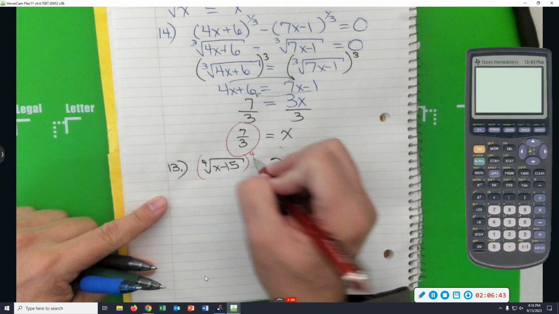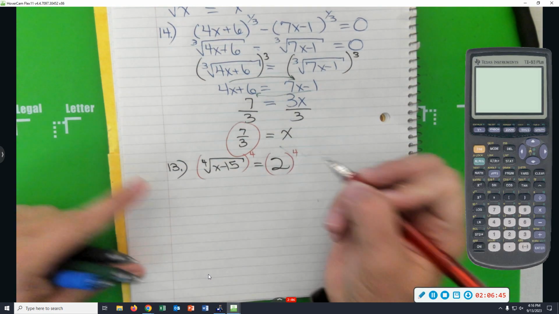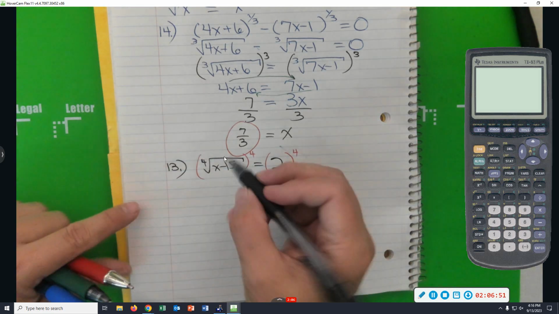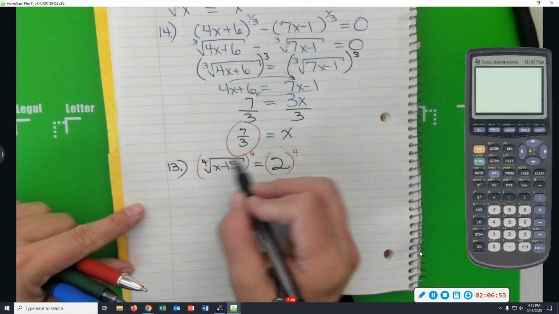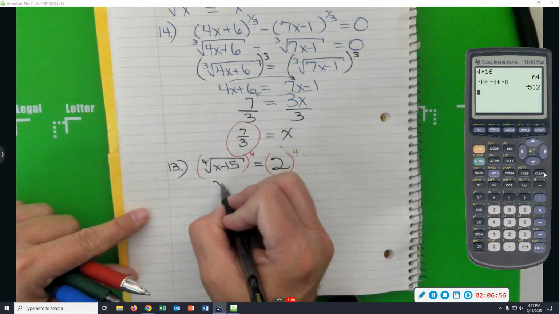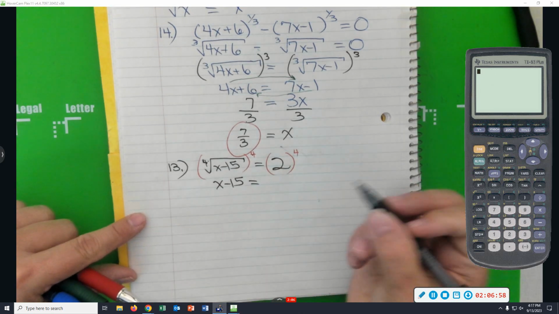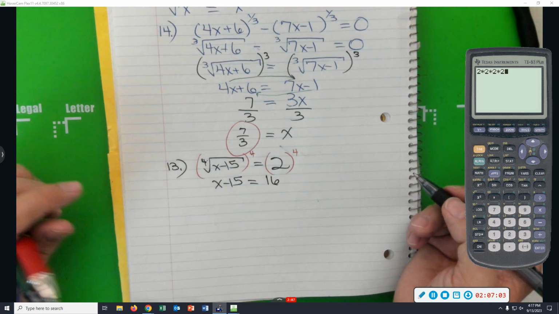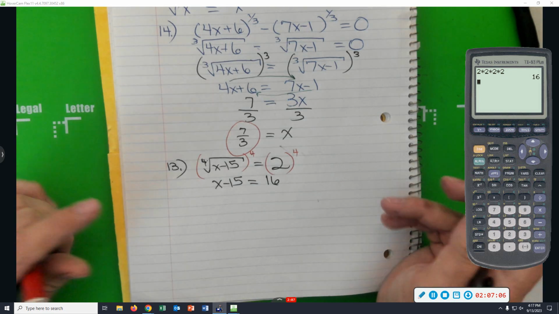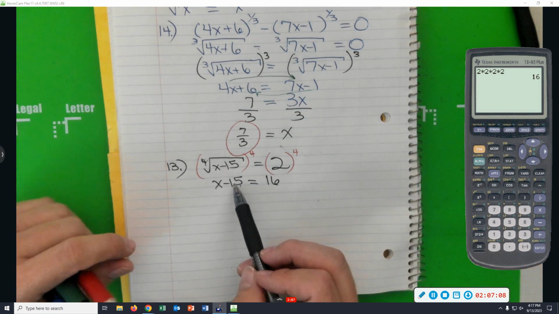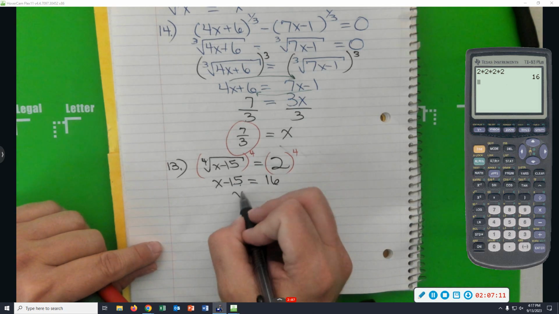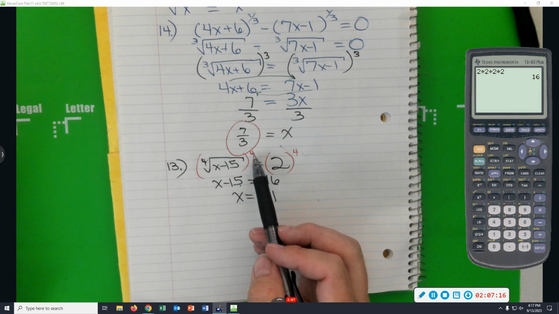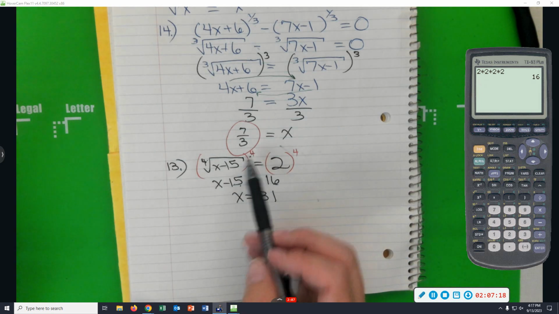Since it's a 4th root, this is the only one where you're using a 4th power. The left side reduces very nicely. The 4th power cancels out the 4th root to give us just x minus 15. 2 to the 4th is 16. 2 times 2 times 2 times 2. Add 15 to give us x equals 31. But this is an even power, so we should check our answers.